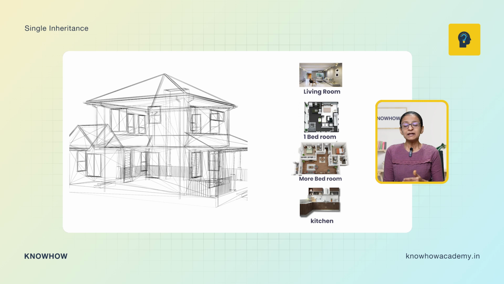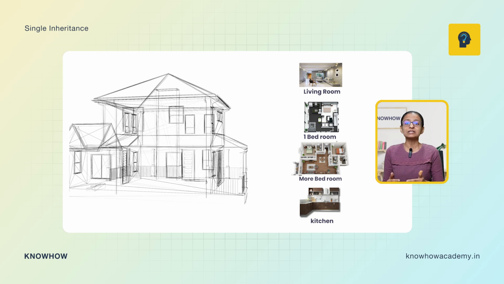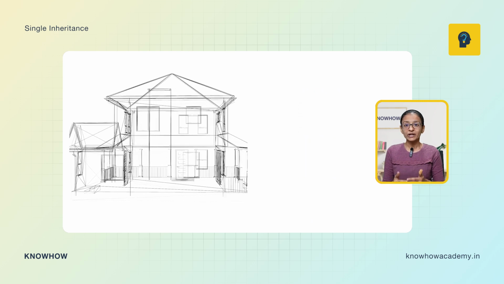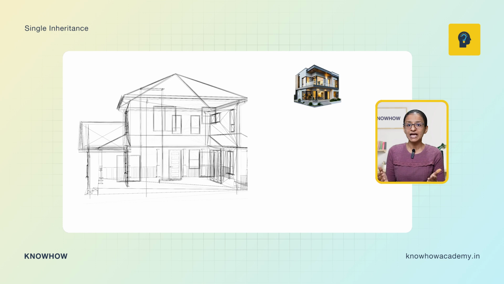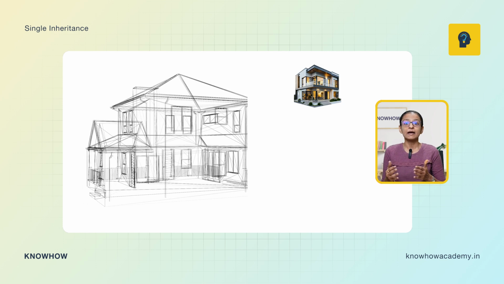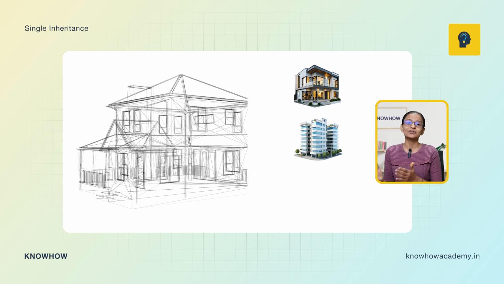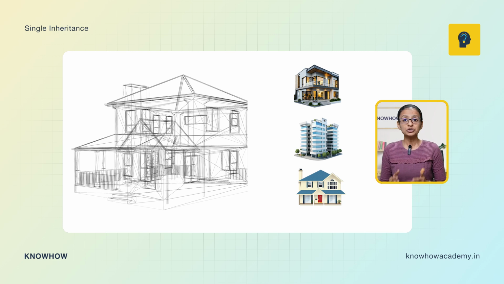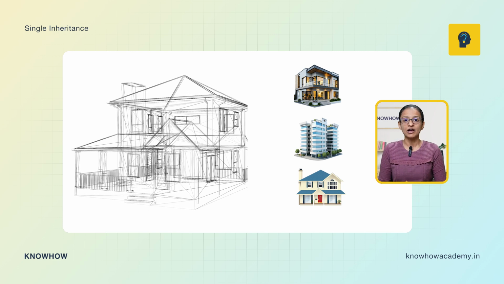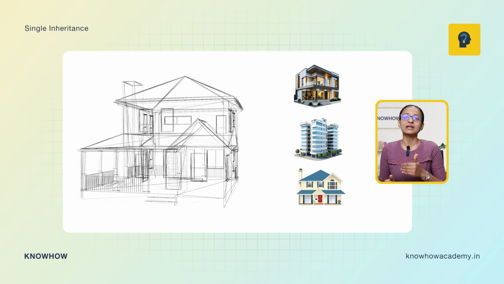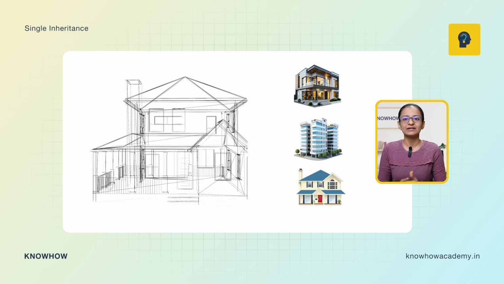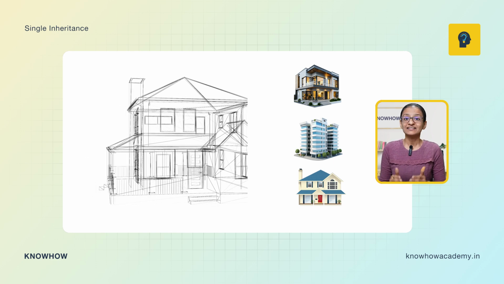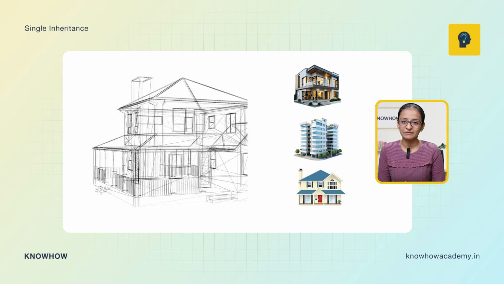Now, depending on this blueprint, you need to develop your house. Whether you are developing a villa, an apartment house, or a row house, you should implement the blueprint of a house, and then you can add more functionality in your type of house. Here the single inheritance comes into the picture.